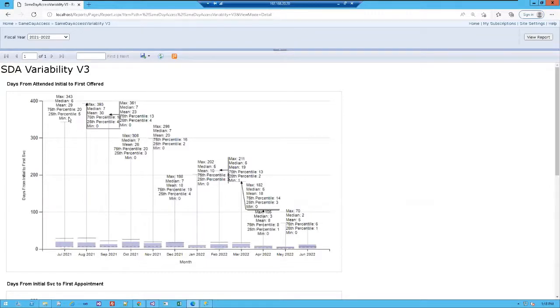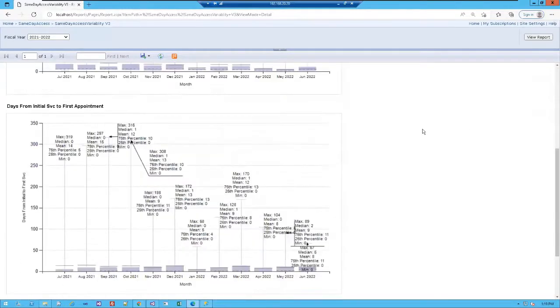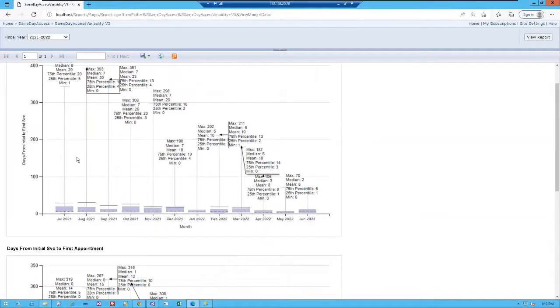Normally I would do that as a mouse over or something, but the customer wanted to see that. And then you can see that we're grouping it by month, which is very powerful. So you can see month by month what your data variance was, what your central tendency was. And you can see, last July, our max was 343 days from attended initial to first offered. If we scroll down, our days from initial service to first appointment was 319 days. And so you can kind of see how the data is progressing.